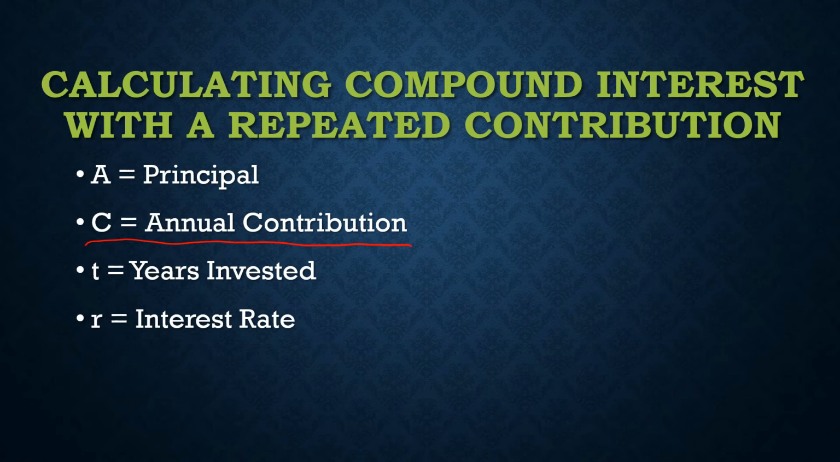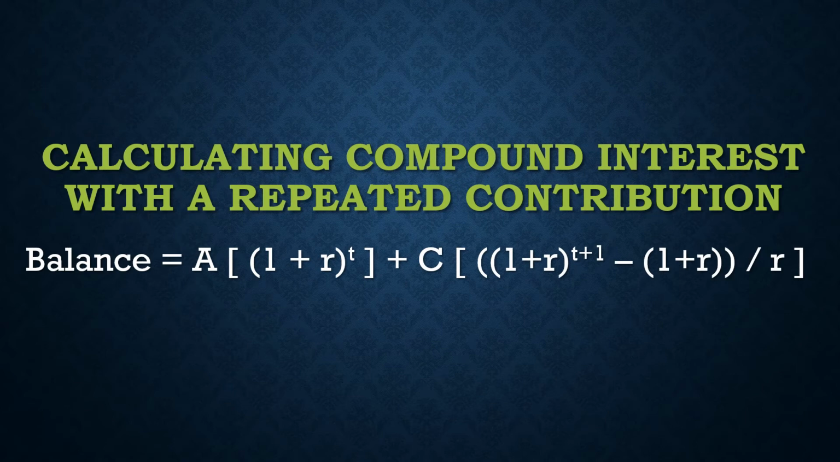So if we make the same contribution each year, we can have the symbol C represent this, and we can have an equation, which we're not going to break down, and it's pretty tough to completely understand, but it's worthwhile knowing that this equation exists. Your continual contributions, if you make them, become A times (1 plus r) to the t, plus C times [(1 plus r) to the t plus 1, minus (1 plus r)] divided by r.